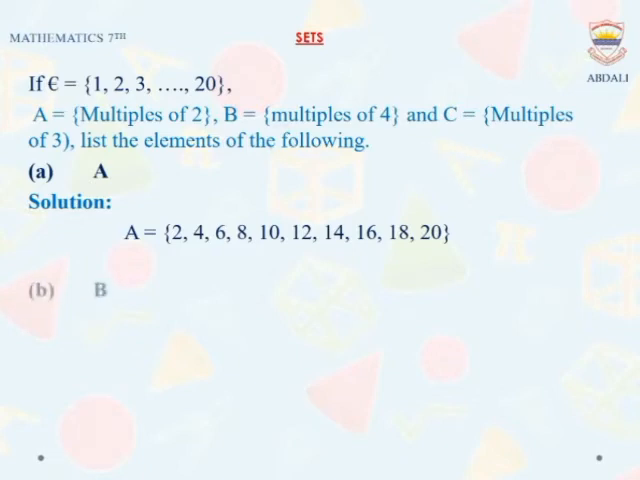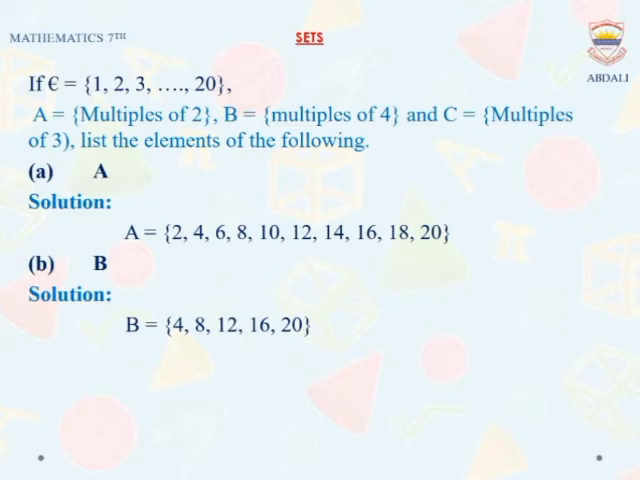Now, the next part is to write the elements of set B. Let's start its solution. Watch set B carefully. It contains multiples of 4. So let's see, from 1 to 20, how many are multiples of 4? We all know the table of 4. It will contain 4, 8, 12, 16 and 20. So these are the multiples of 4.